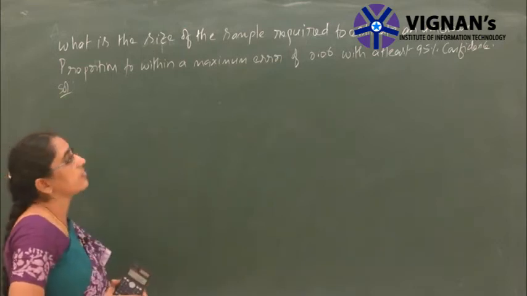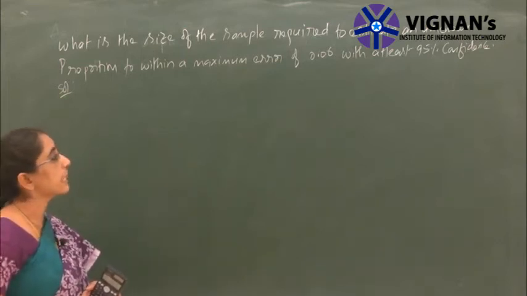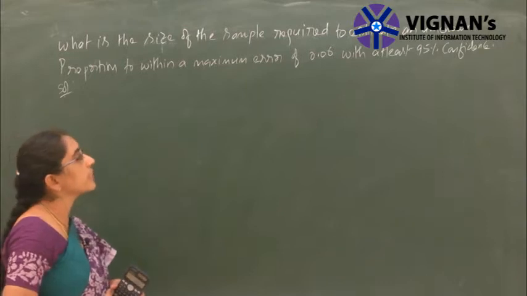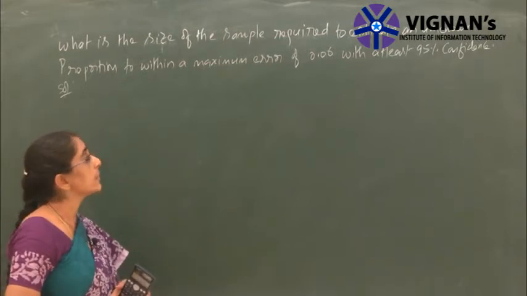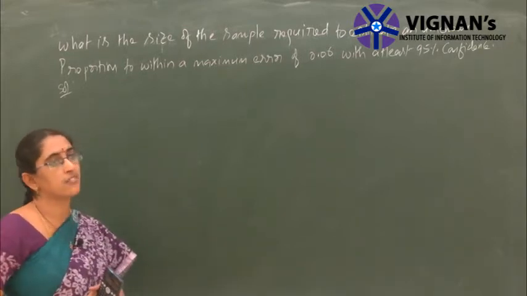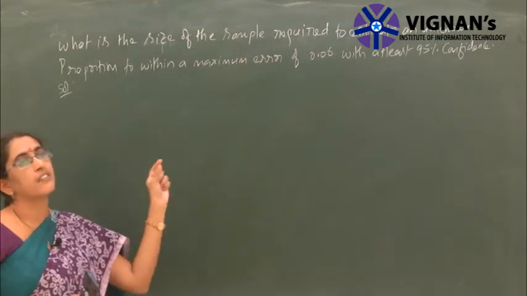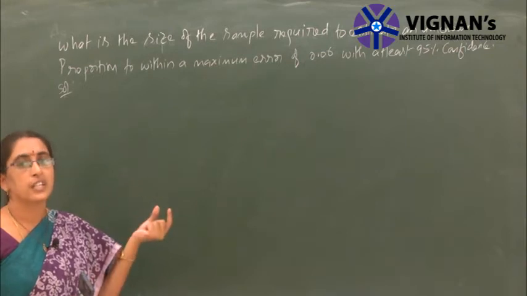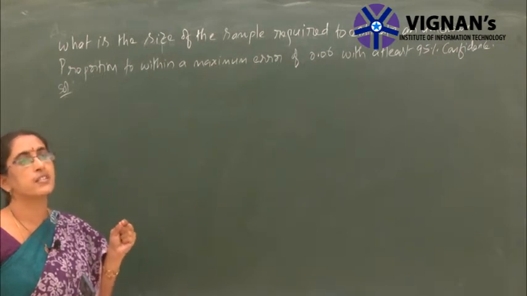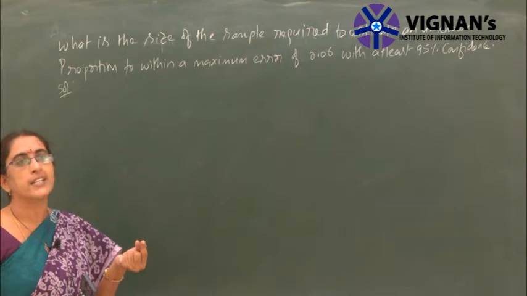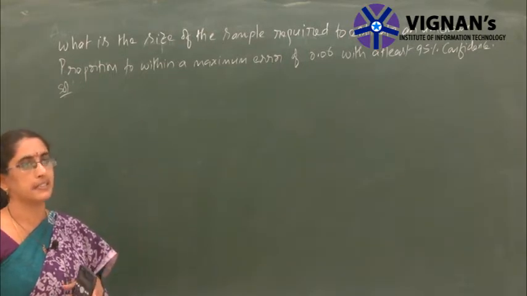What is the size of the sample required to estimate an unknown proportion to within a maximum error of 0.06 with at least 95% confidence? So remember here, for these problems the data will not be measured, whereas for the quantitative, definitely the physical units, either kilowatt hours or minutes or seconds, like that the data will be measured here.